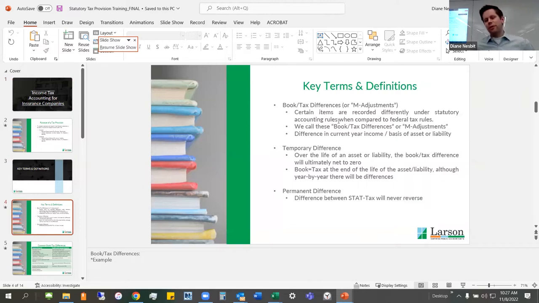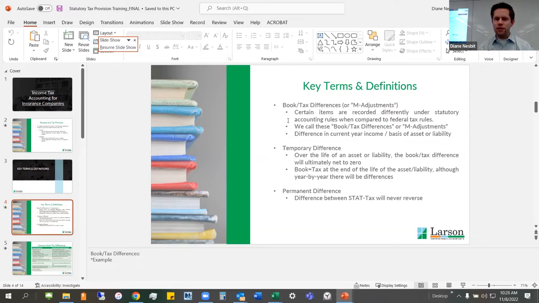As we start using terminology, I just want to make sure that everybody knows what we're talking about. Maybe a lot of people are familiar with this already, but we'll go through it. Book tax differences, or what we'll refer to sometimes as M adjustments, are items that are different under statutory or GAAP accounting. They're different when you compare them to the federal tax rules.